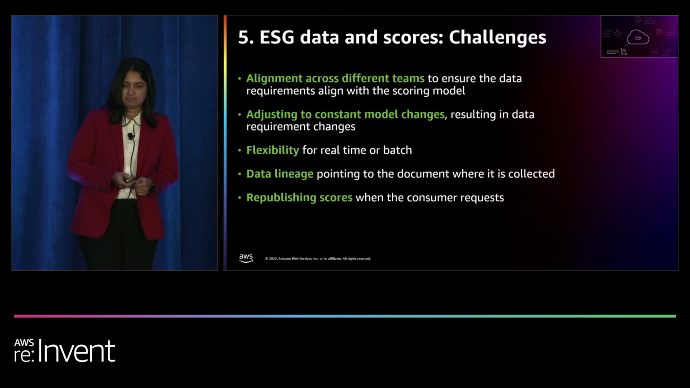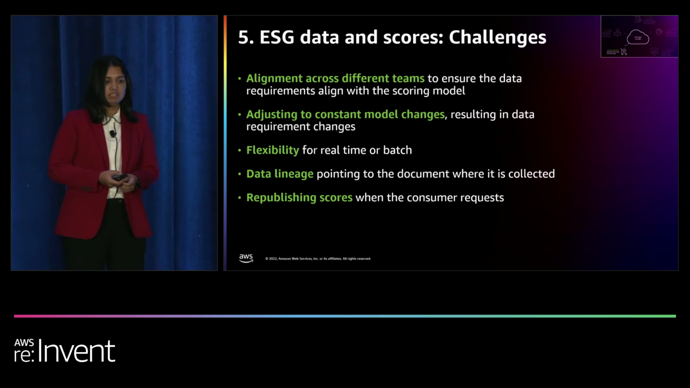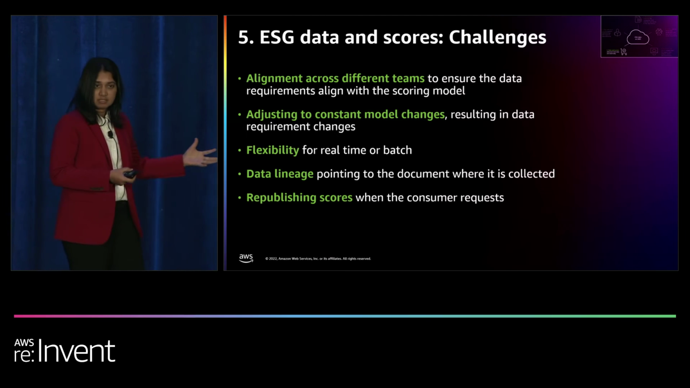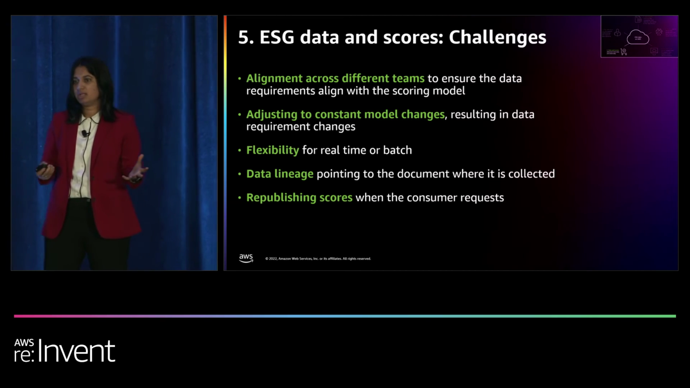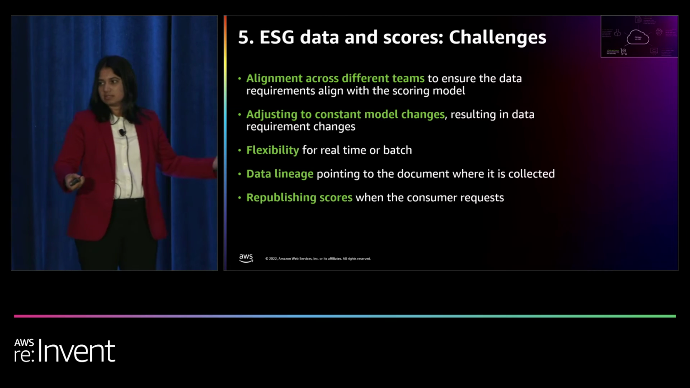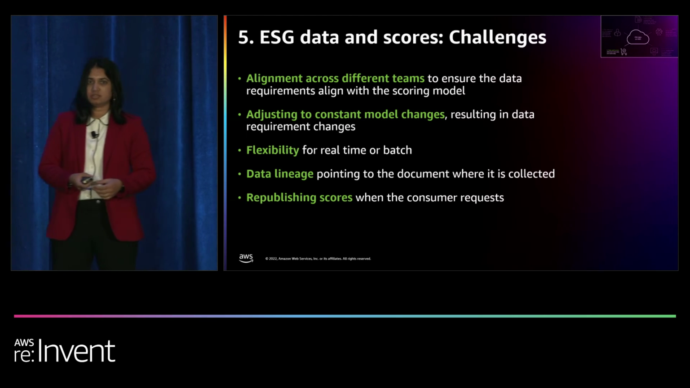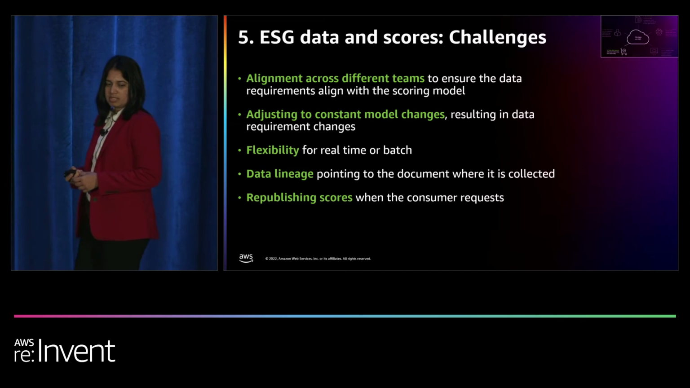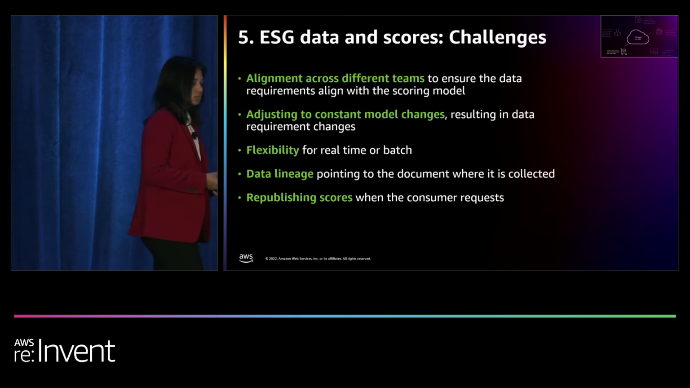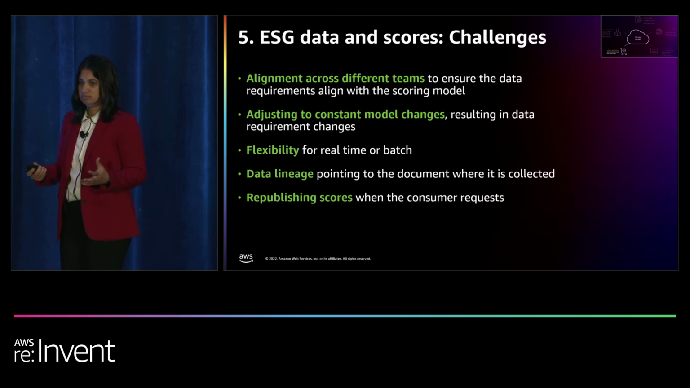What are some of the challenges, right? So alignment, this is more of a process challenge than a technical implementation. Alignment across different teams to ensure the requirements of how they score a company versus how you collect the data should always be consistent. You cannot have a scoring team expect certain metrics which an analyst is not aware of to collect. That's a process challenge. Adjust to constant model changes. The architecture for scoring should accommodate any modeling related changes in the data. Flexibility, right? Your scoring process should be flexible enough to handle a real-time way of scoring a company or a batch way of scoring X set of companies.